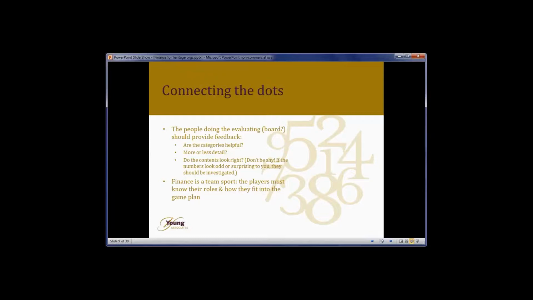Now, I've talked about doing variance reporting, looking at the budget against the accounting actuals. So that is, as I've said, the sort of hallmark of financial management. That's something that is absolutely essential to do. But beyond that, have a good look at whether the contents of the report look right to you.